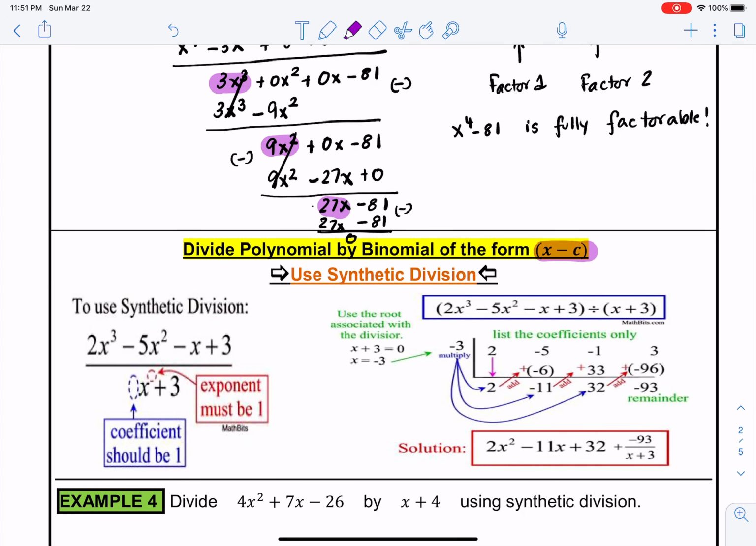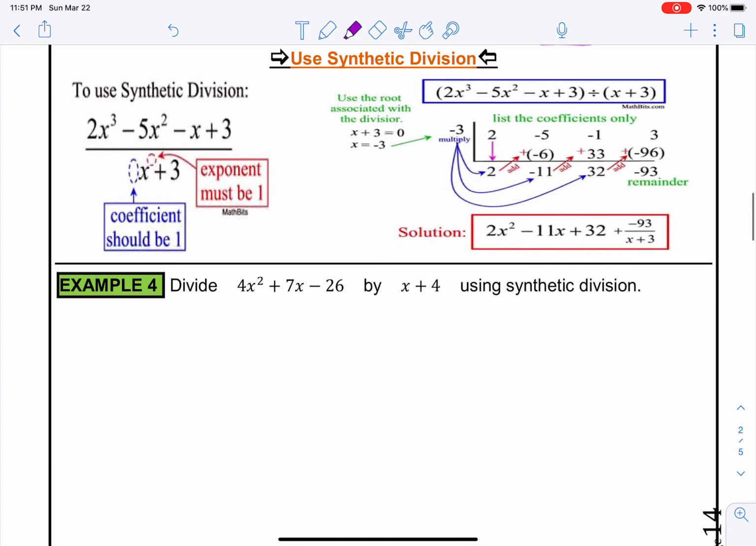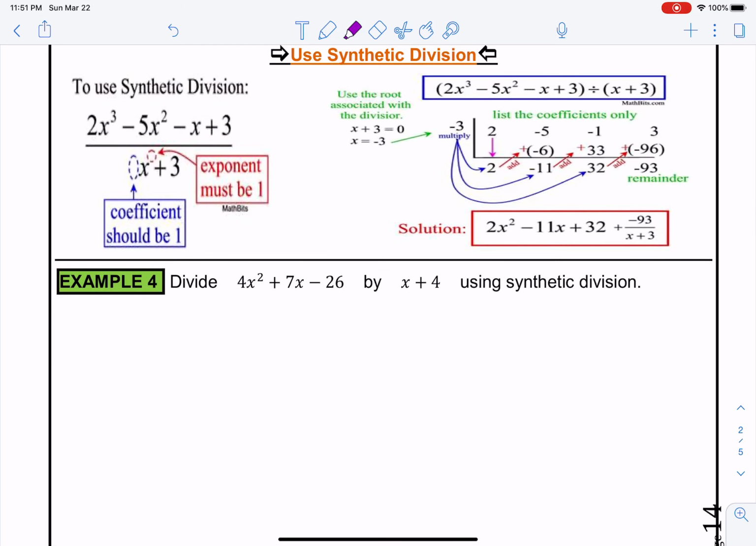But if we have a polynomial and if we have to divide it by x minus c, life is actually easier. So, which is what is summarized here. If you look at it, we must have an exponent of 1. The coefficient here should be 1, and it is of the form x plus 3. It is best if I explain this via example. I highly recommend that you go back and look at the process summarized here after you follow the example.